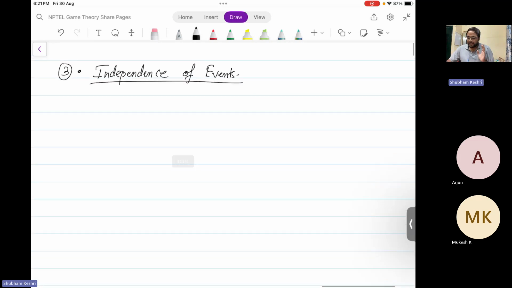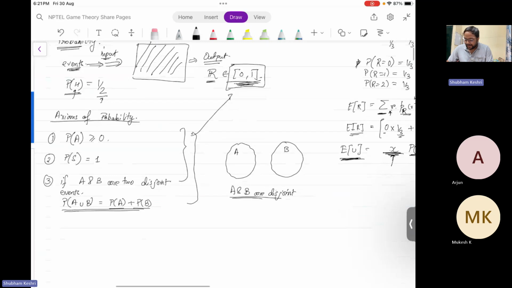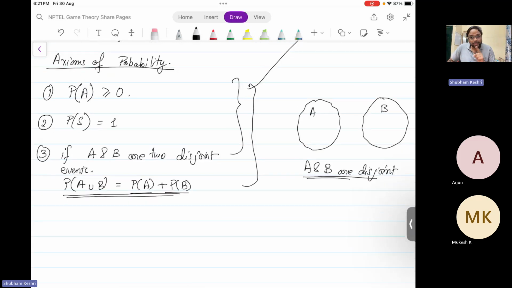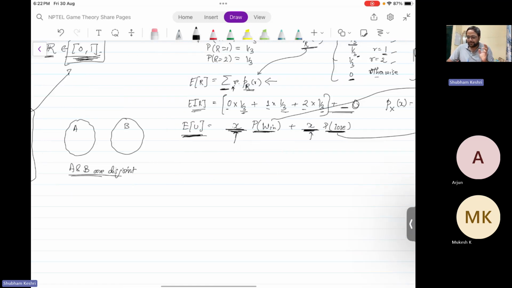So you see, in the axioms of probability, we talked about two events A and B. When both the events are disjoint, we look at the probability of A union B. What is union? If you go back to sets, you take all the outcomes of those sets together, then it is known as union. So probability of A union B equals probability of A plus probability of B, provided A and B are two disjoint events. Independence is something different.